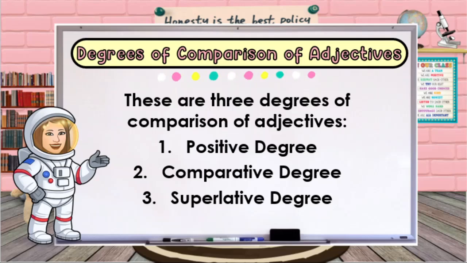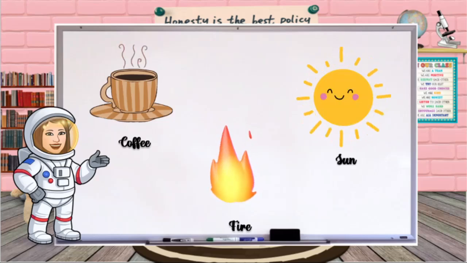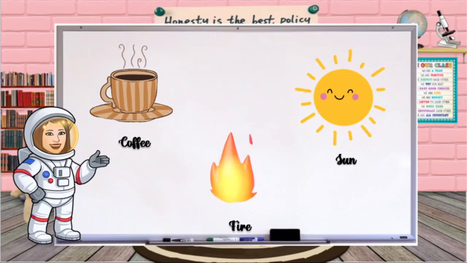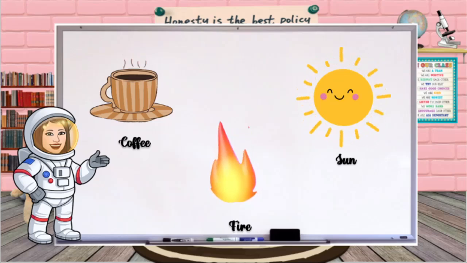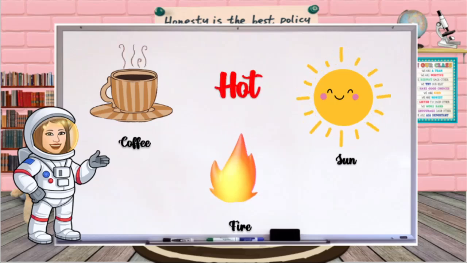Number 1 is the positive degree, the second one is the comparative degree, and the last one is the superlative degree. Let's look at the pictures here. We have a cup of coffee, fire, and the sun. I want you to think of an adjective that we can use to describe all these pictures. Well, for me, it's the word hot. Do you also have the same answer? Great.